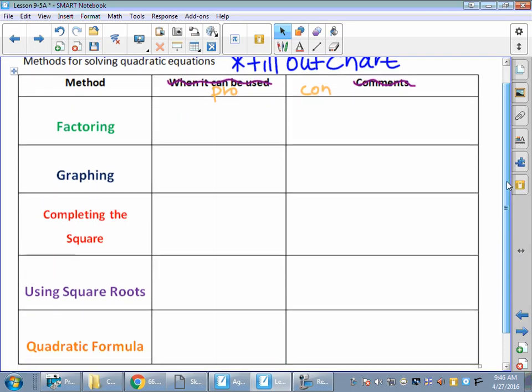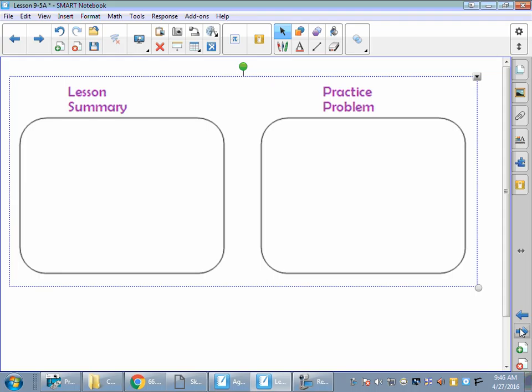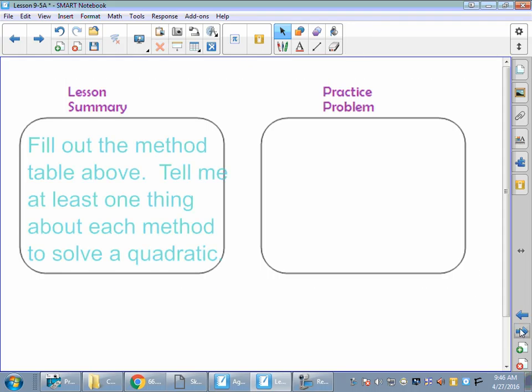So that is your lesson summary. Oh, did I not put that in there? Oh, there it is. Fill out the method table above. Tell me at least one thing about each method to solve a quadratic. I said one pro, one con. If you have one thing for each, I'd be okay with that.